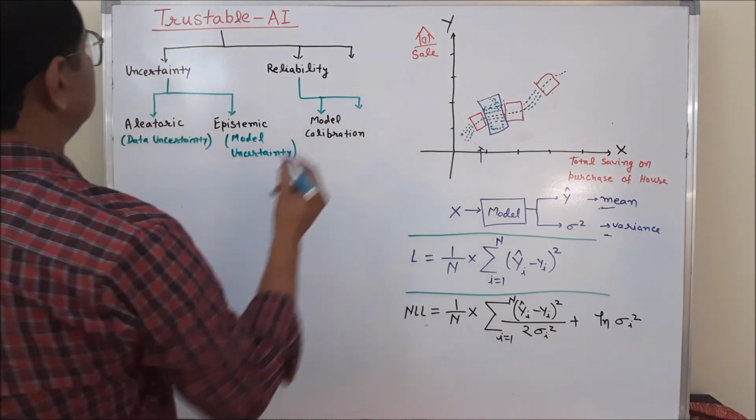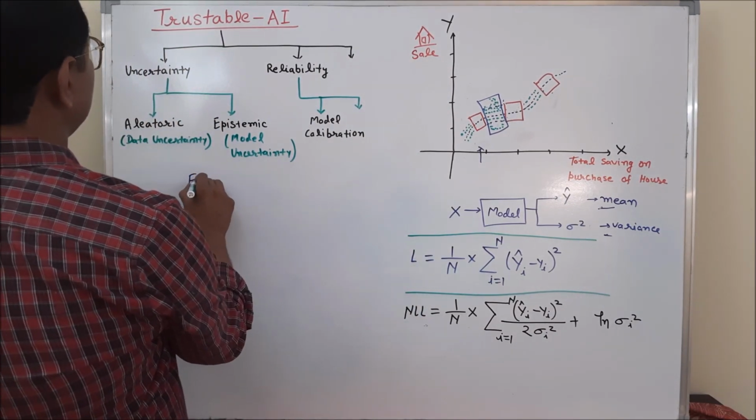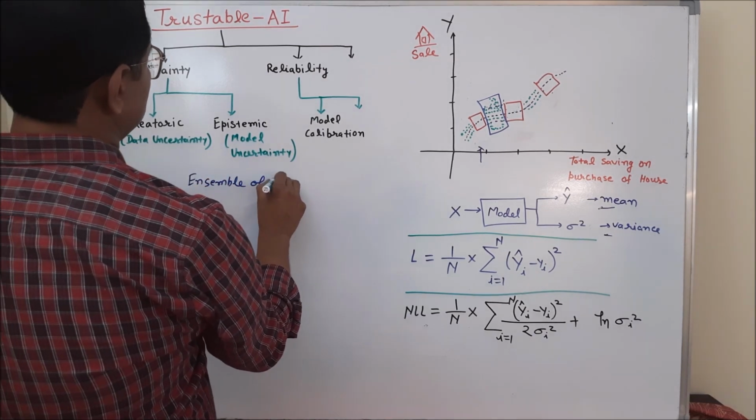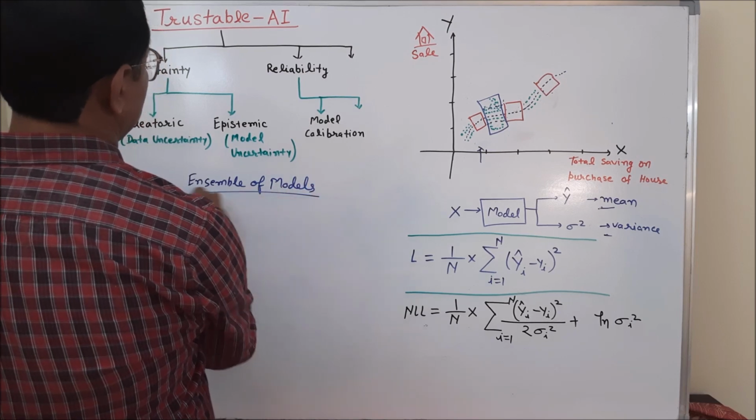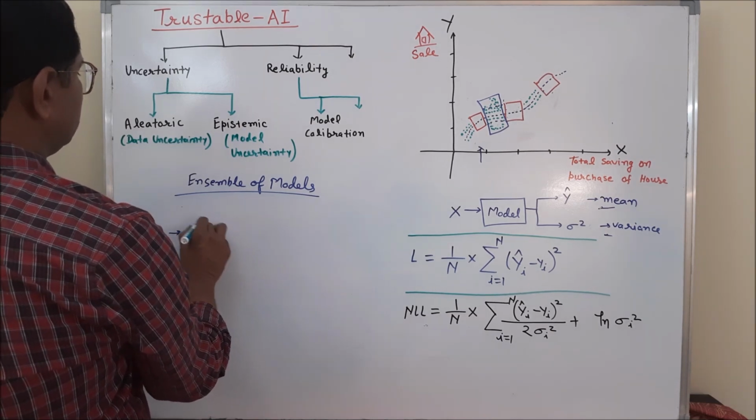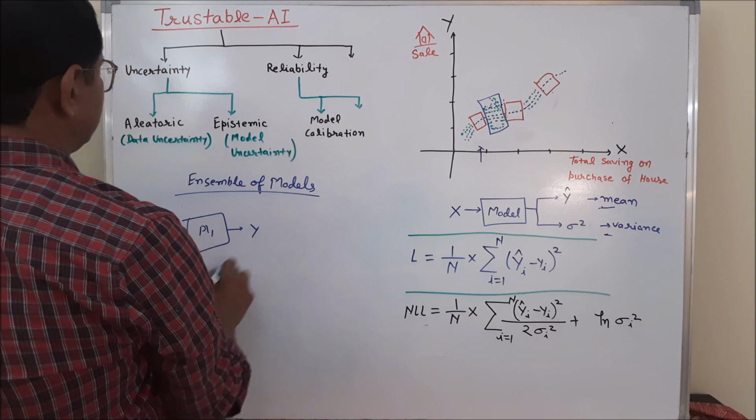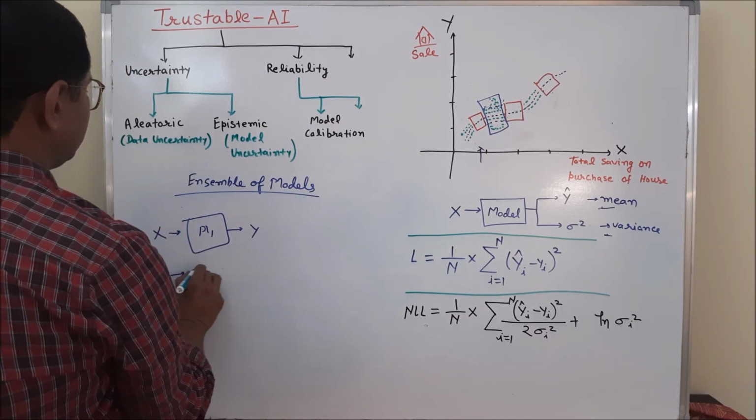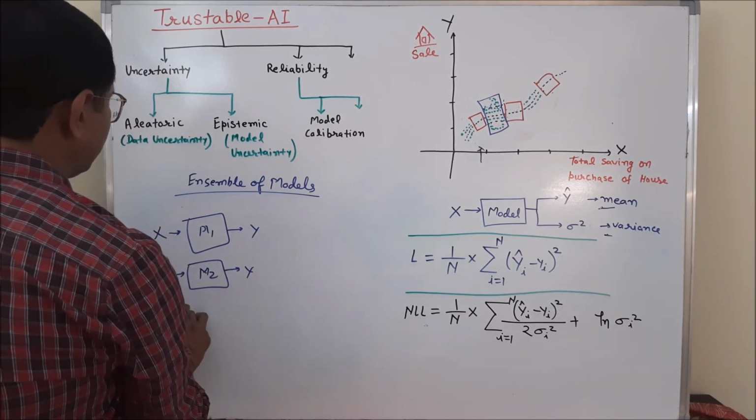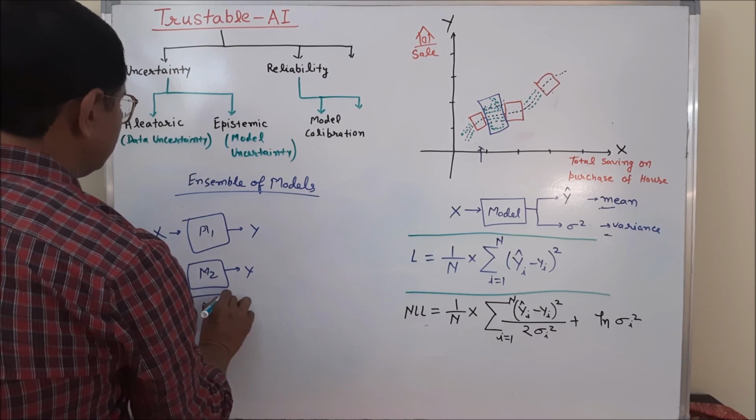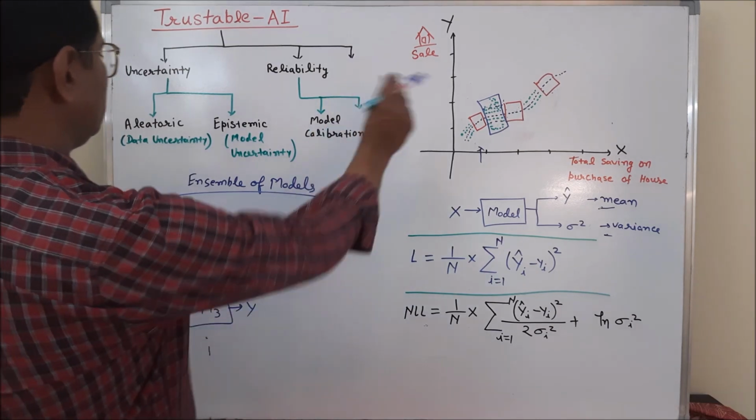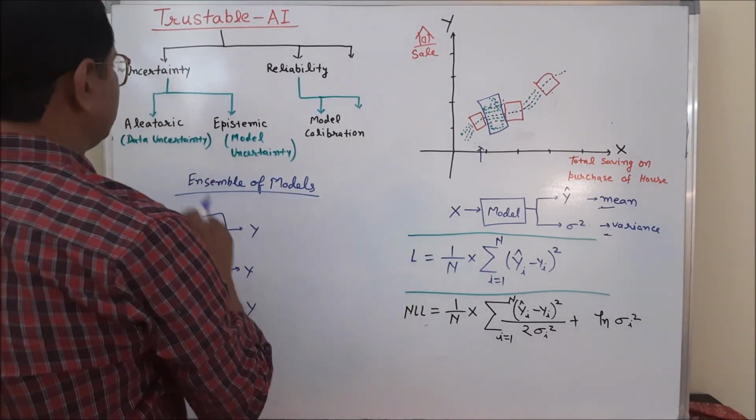To handle the epistemic uncertainties, we use an ensemble of models. We take the input data X, design model 1, and train it for the same output Y. Then we take another model, M2. Similarly, based on our requirement, we can design as many ensemble members as needed. Now, how can we design this ensemble?